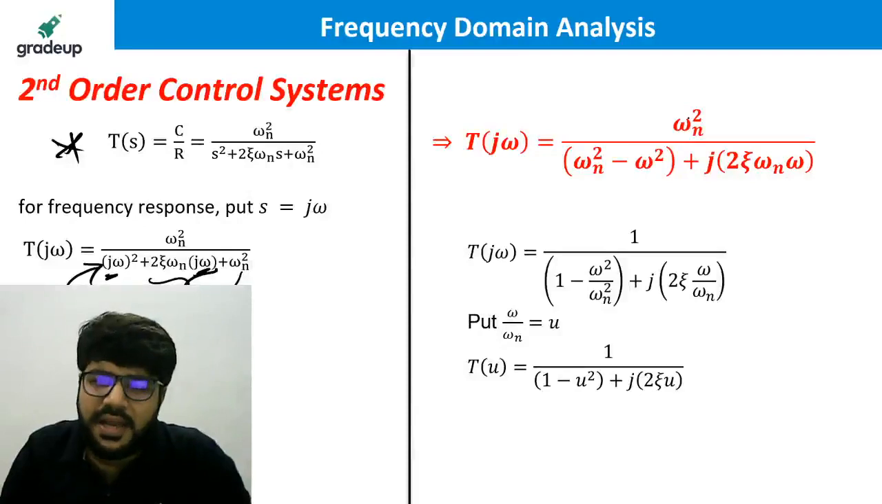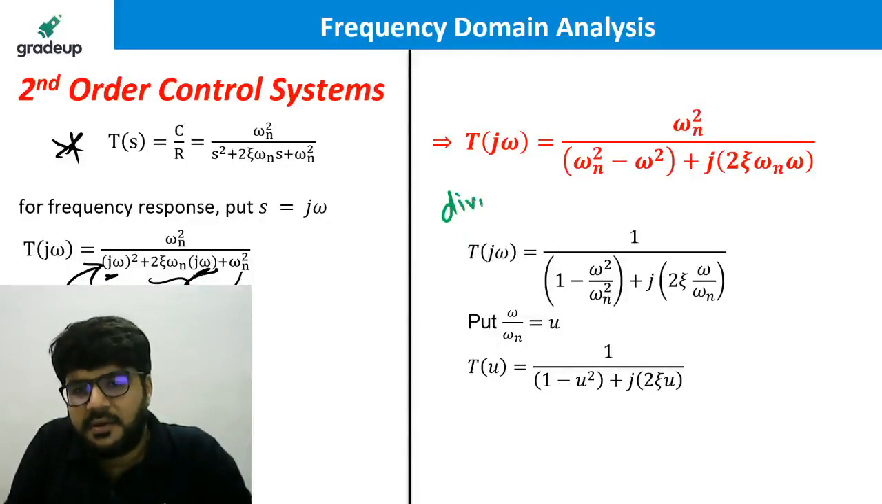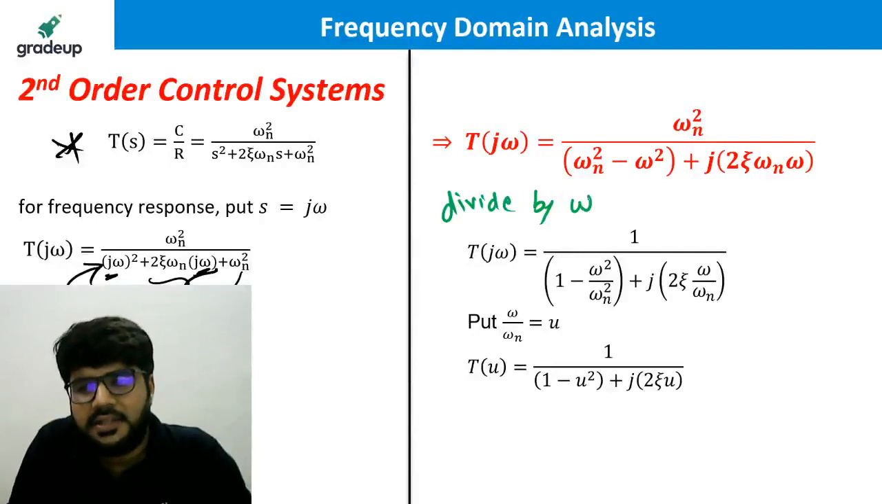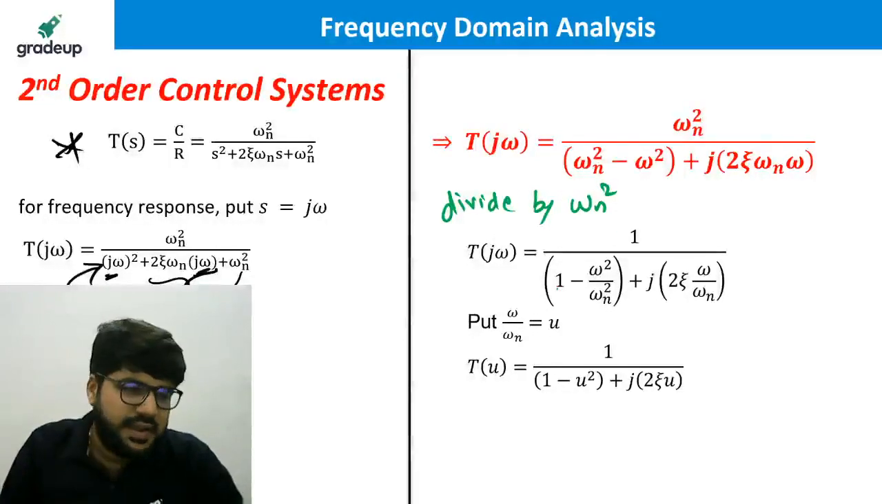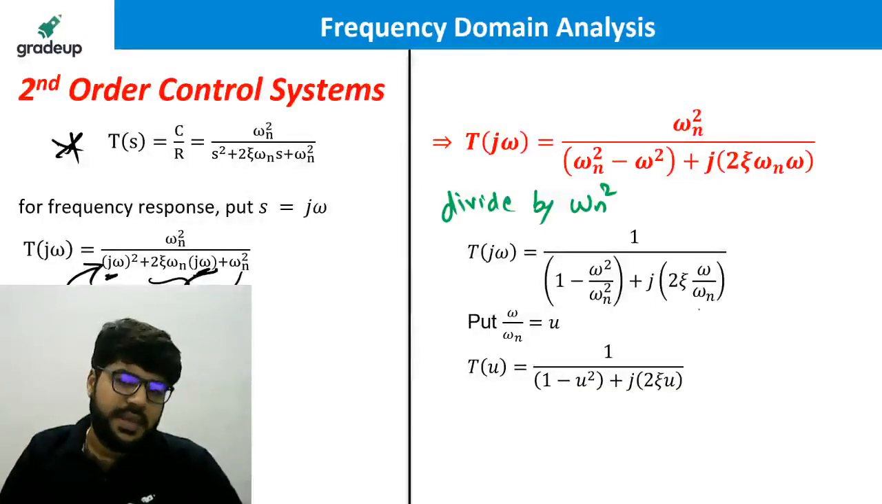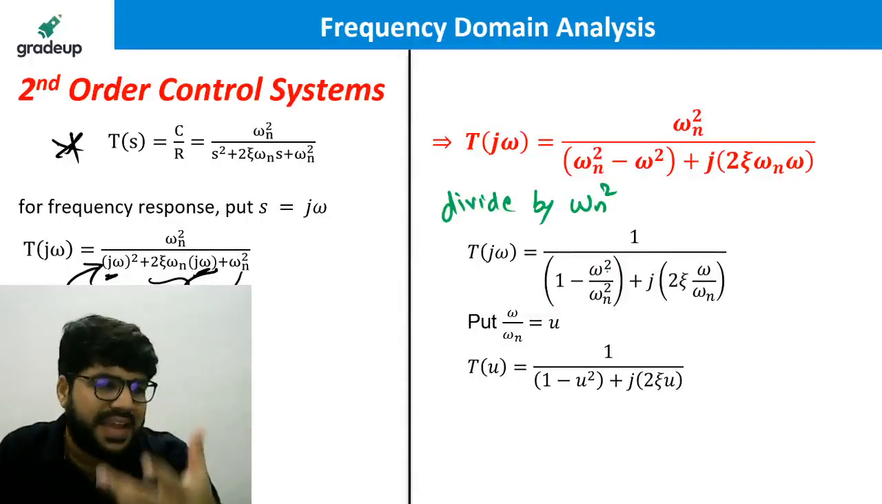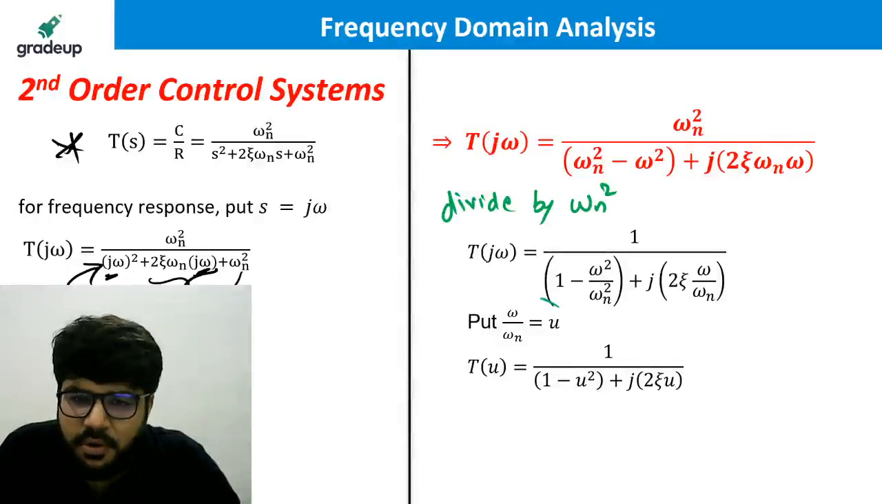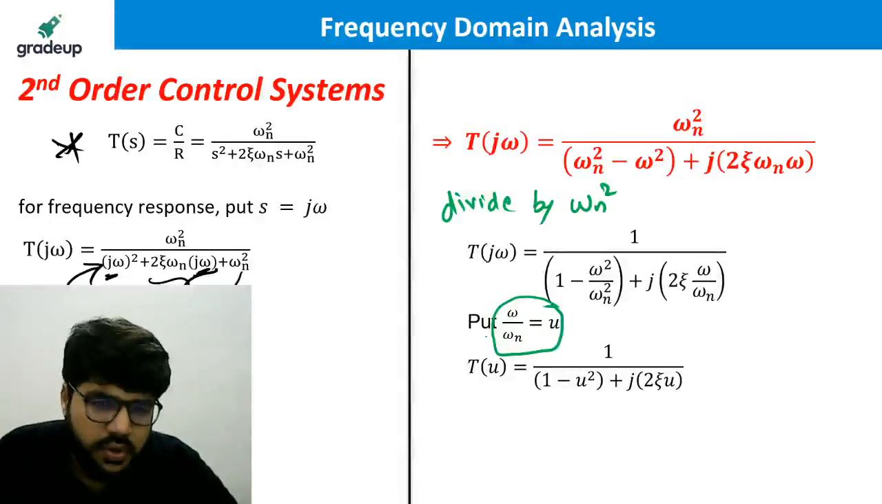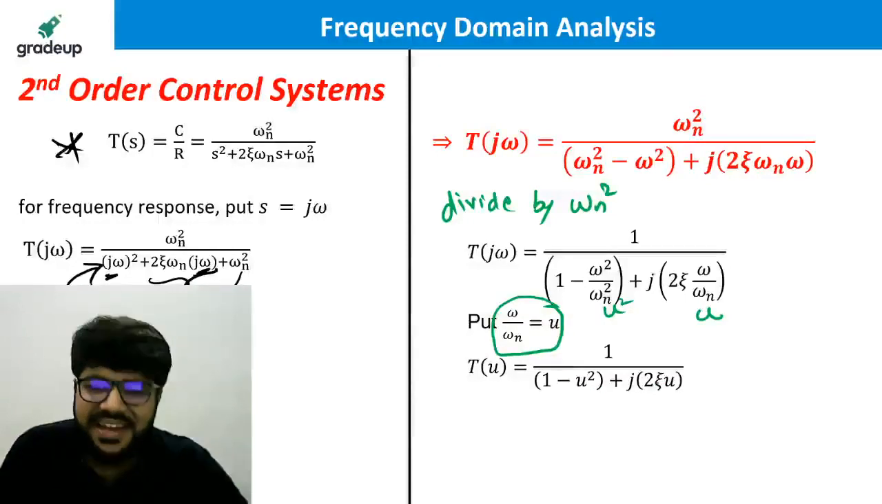Now, if you are able to understand the step, I have divided by omega n square. So 1 upon 1 minus omega square by omega n square plus j 2 zeta omega by omega n. And now, so as to make our calculation simple, I am using a step: put omega by omega n equal to u. So I get 1 upon 1 minus u square plus j 2 zeta u.